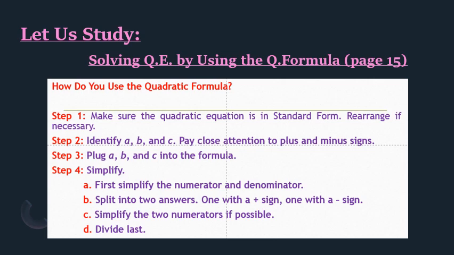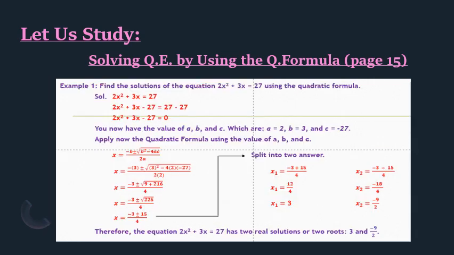Take note pud mo sa positive ug negative sign. Step 3, i-plug nato sa quadratic formula tong value sa inyong A, value sa inyong B, value sa inyong C. And step 4, simplify. Ana lang. Sample number 1. Find the solution of the equation 2x squared plus 3x equals to 27 using the quadratic formula.